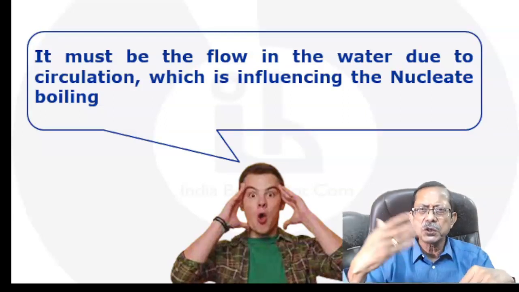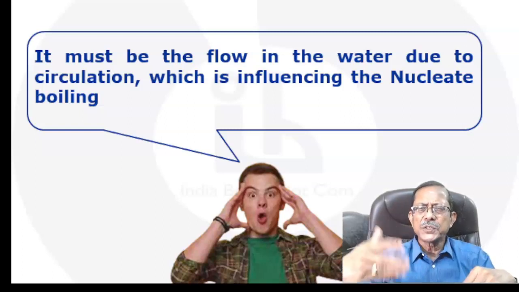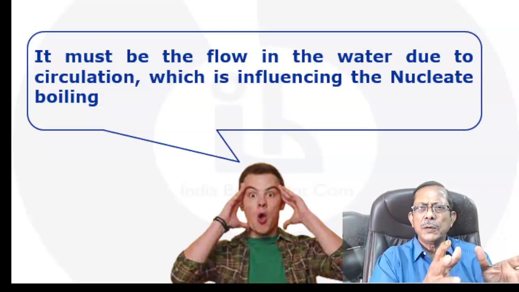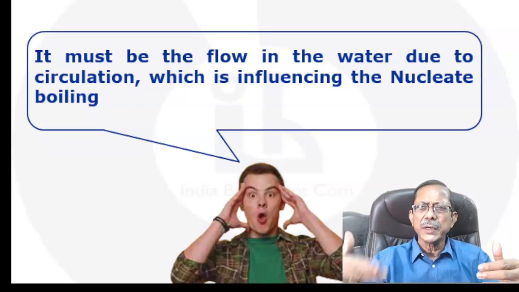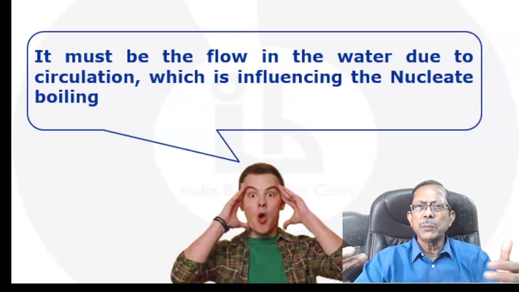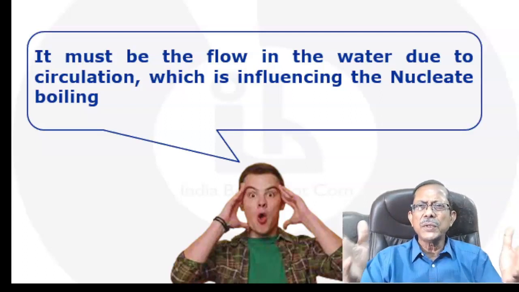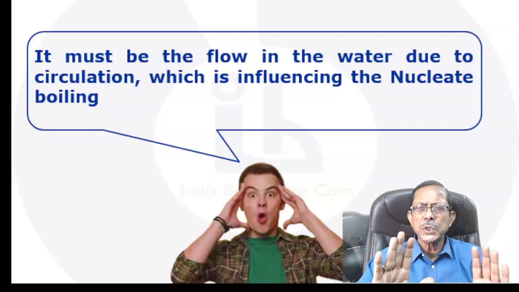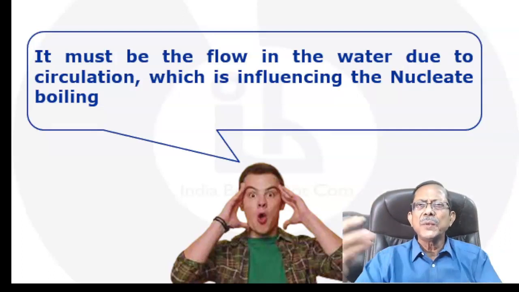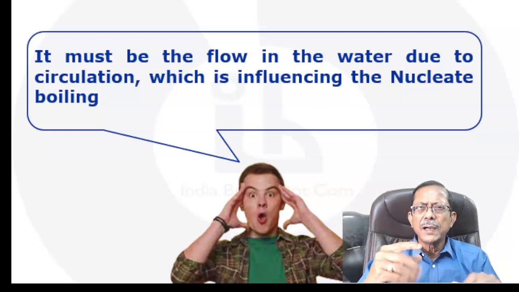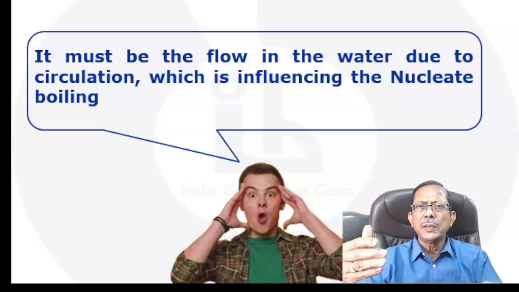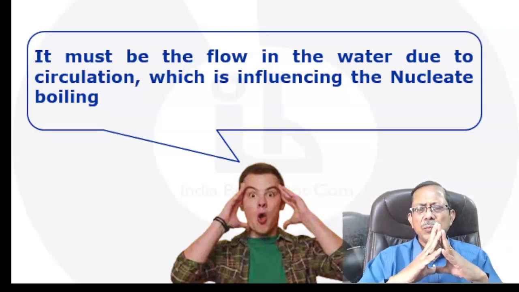Unless you have circulation in the evaporator circuit, nucleate boiling, which is the core philosophy of steam generation in a boiler, will not be possible. And if there is some problem with the circulation, if there is less circulation, there will be less motive force to push away the steam bubbles. That means the steam bubbles are going to get stuck, and that is going to lead to film boiling and later on overheating failure in the boiler.